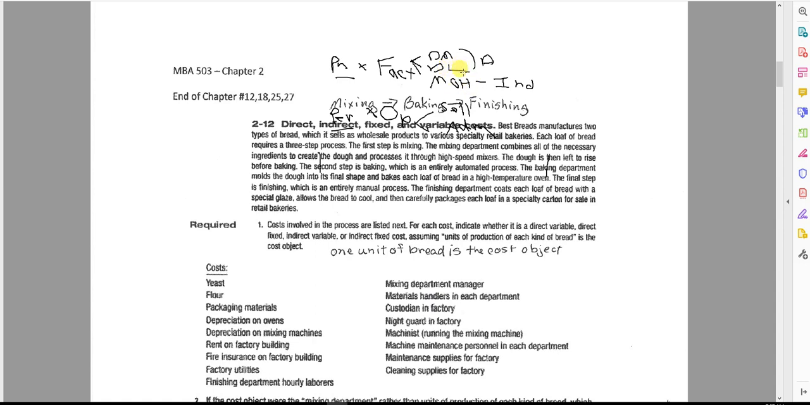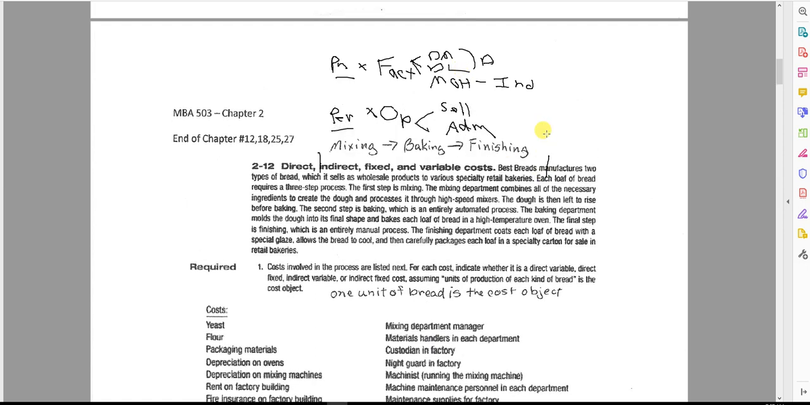Again, you could sometimes have labor as a fixed cost, but for the most part, we consider it a variable cost. Mixing department manager: he's in the product. He doesn't touch it, so it's manufacturing overhead, so it's indirect, and it probably is salaried, so it's fixed. Materials handlers in each department, again, if they're hourly wages, generally manufacturing overhead, they're indirect, they don't actually make it, they handle the materials.